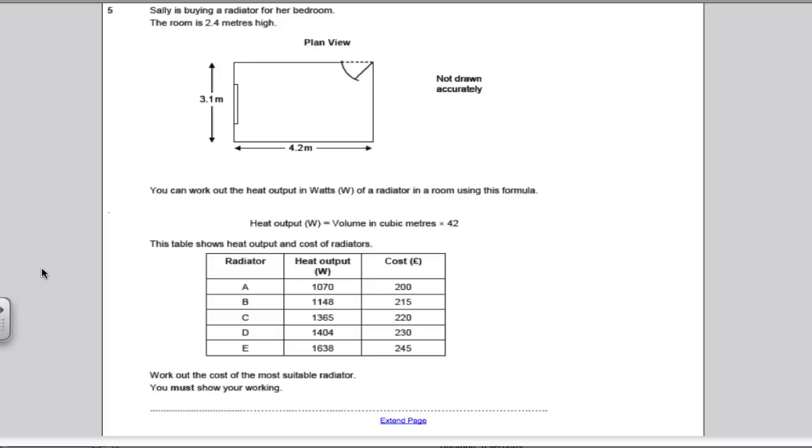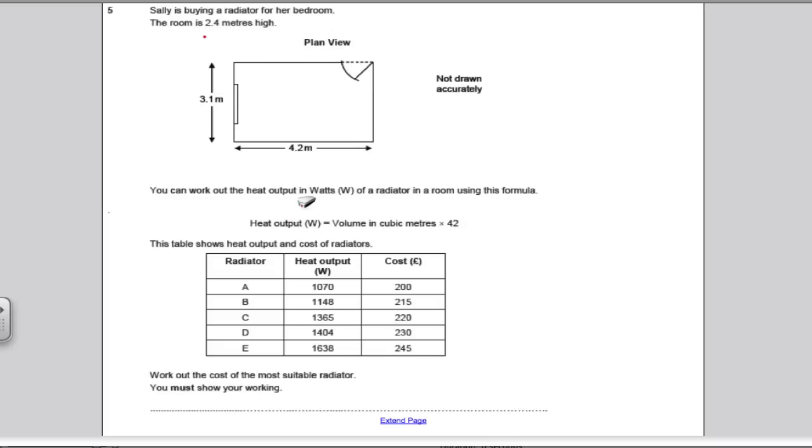Okay, so let's have a go through this. Sally's buying a radiator for her bedroom. Her room is 2.4 meters high. So it gives you the plan. The plan is the bird's eye view, but we know that if we had the three-dimensional picture, we would know that the room is actually 2.4 meters in height as well. Okay, so just remember that. It's 2.4 meters in height.